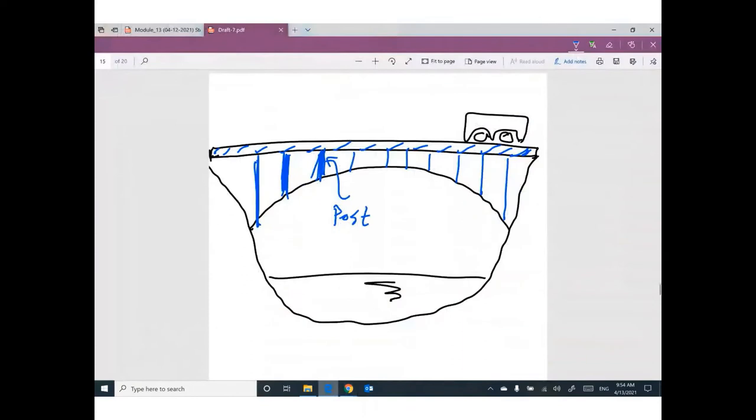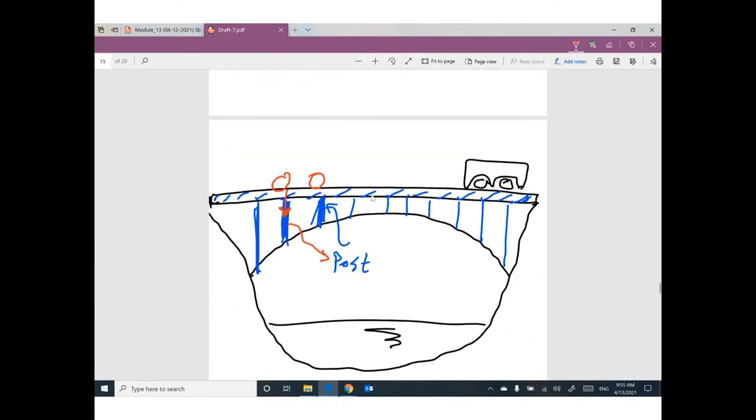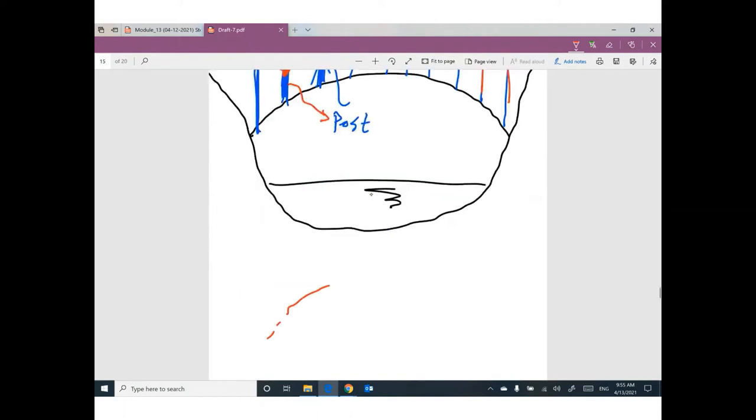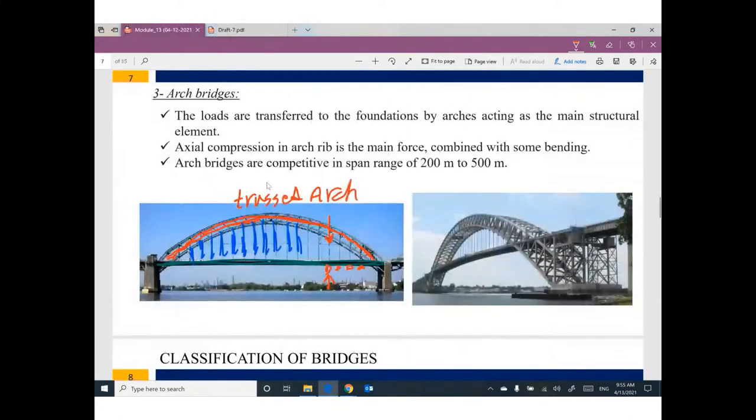Anyway, so yes, Oliver, in this case, the moving truck will cause compression on this member, so I call it post. But in the first case, the moving truck will cause tension in this member, so it's called tie. So sometimes we have both carrying compression. So if you would like to analyze this arch, we have concentrated load at each location of the posts. That makes sense.